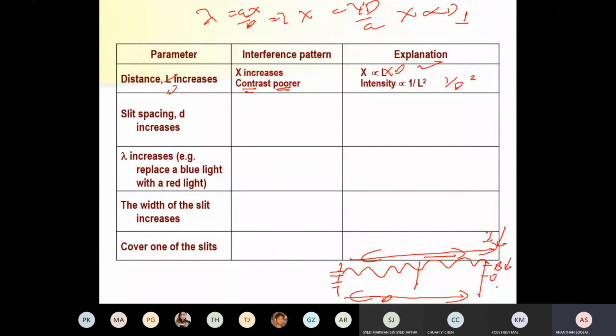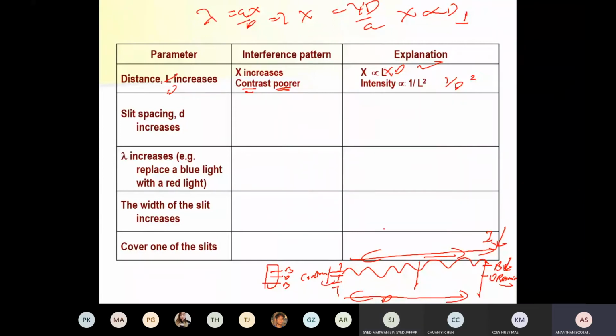The dark spot, what happened to the dark spot? The dark spot remains. Don't say the dark spot gets dimmer. Dark spot, nothing there, so the dark spot remains. The bright spot is getting dimmer. So in appearance, bright gets dimmer, dark remains. So what happened to the contrast? Bright gets dimmer, so contrast becomes lesser. So that's the reason for the second one.